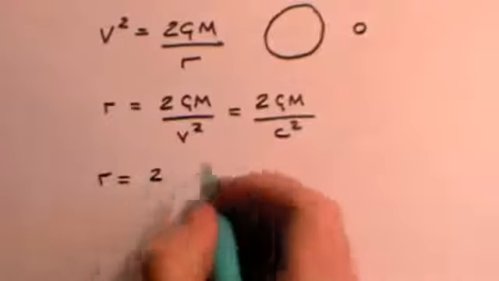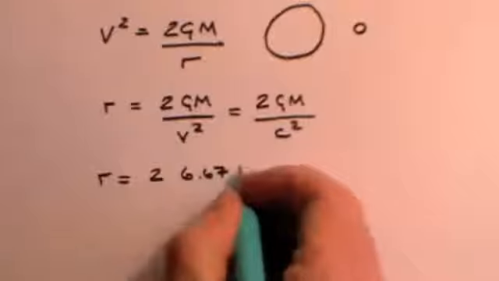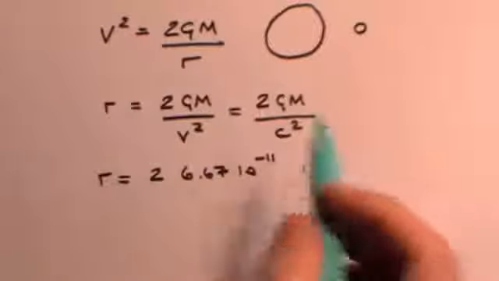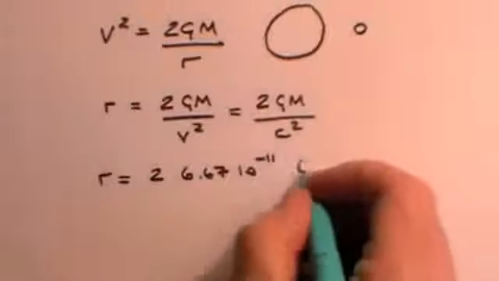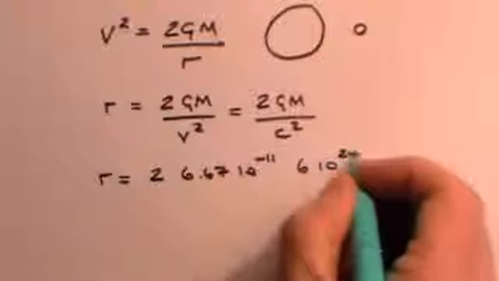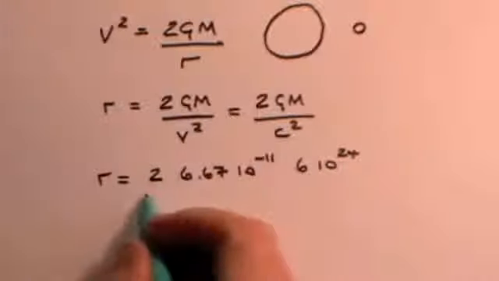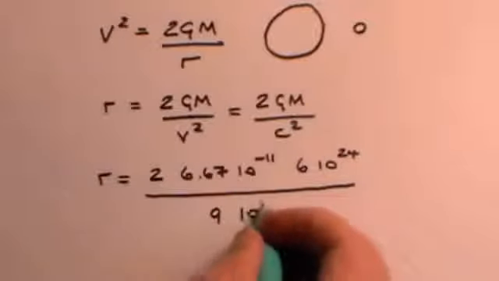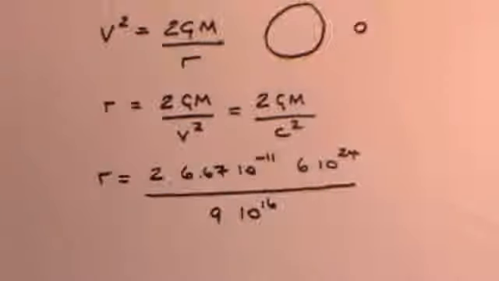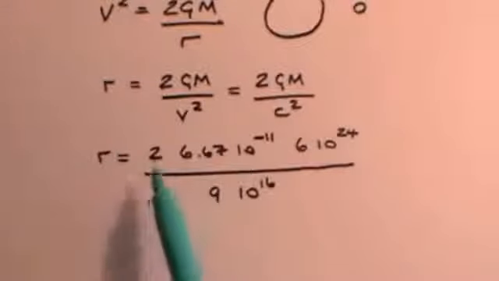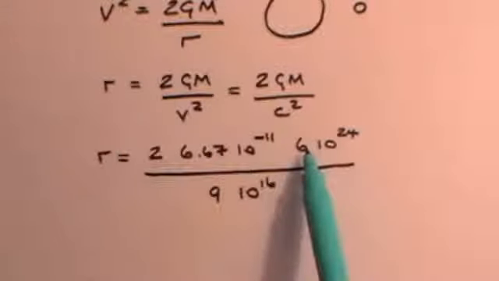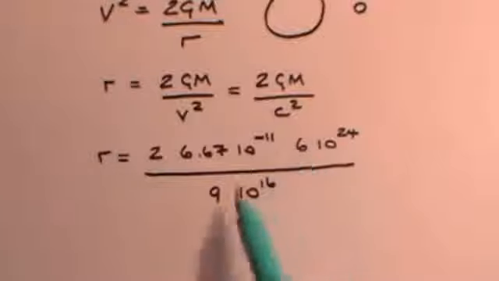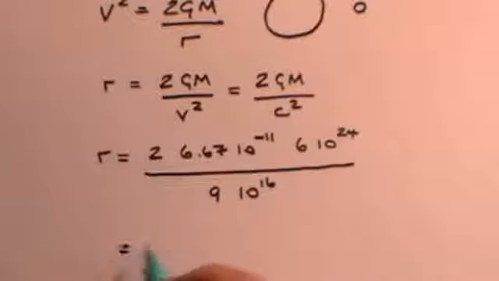The radius will be 2 times G, which is 6.67 times 10 to the minus 11, times M, which is, as we said, 6 times 10 to the 24 kilograms, divided by c squared. Well, c is 3 times 10 to the 8, so c squared is 9 times 10 to the 16. Very roughly again, 2 times 6 is about 72. 72 divided by 9 is 8. So that's dealt with the numbers.